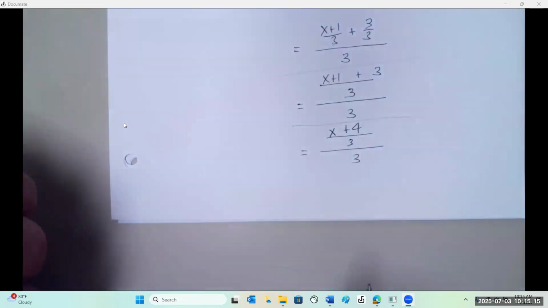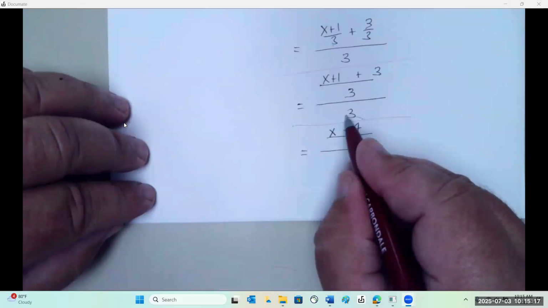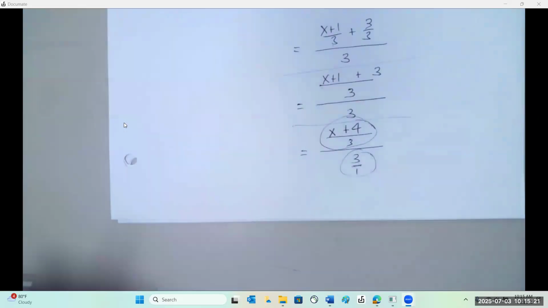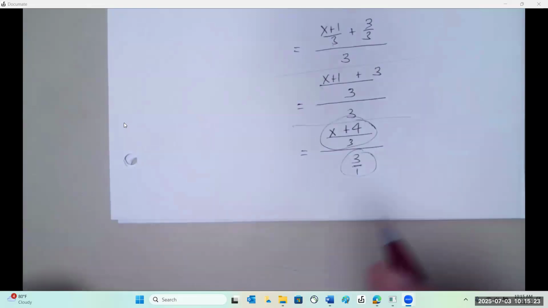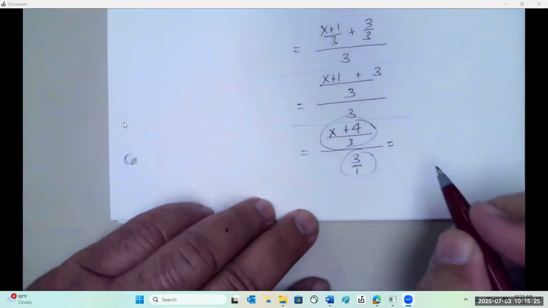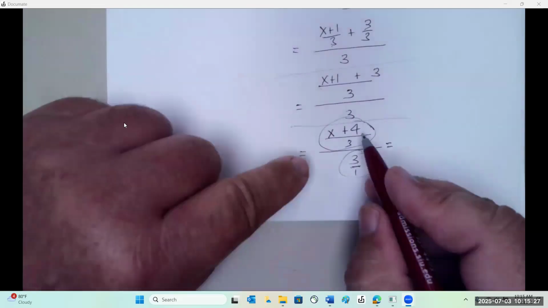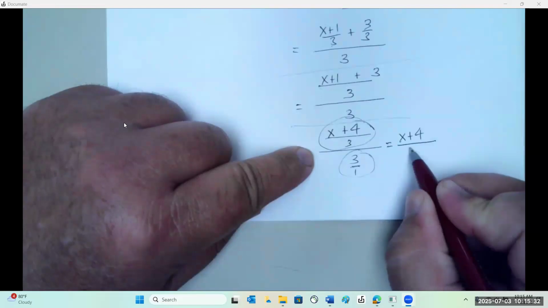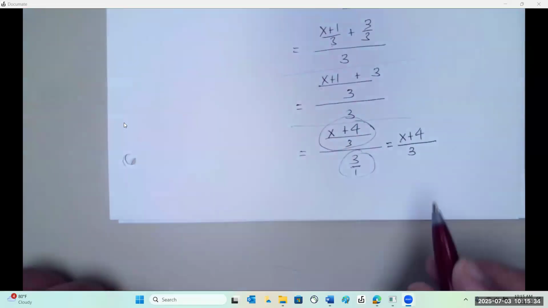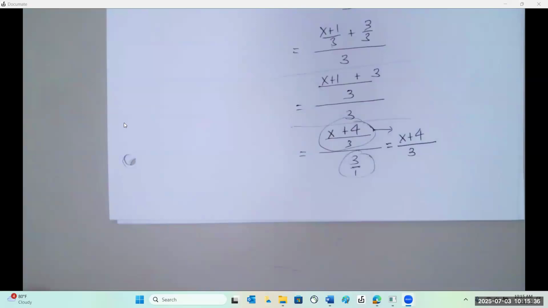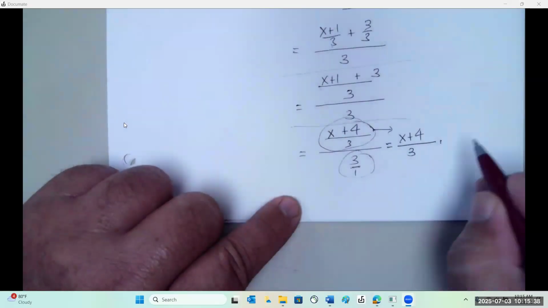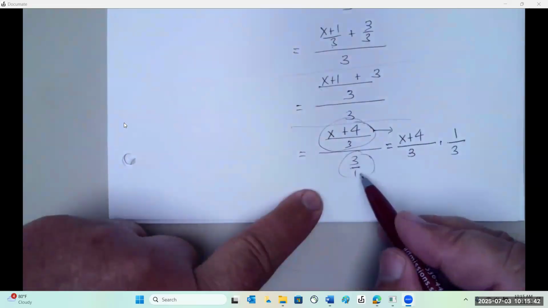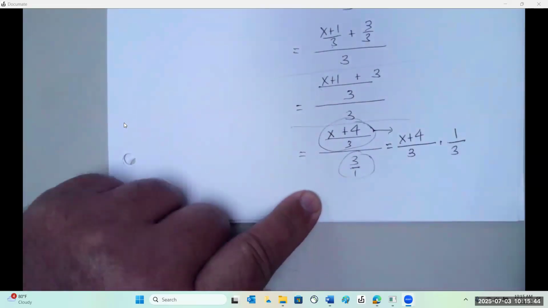Now, we have a fraction over a fraction. Remember, the bottom is also 3 over 1. To simplify that one, take the top fraction, leave it alone. Multiply by the flip of the bottom. So it's 3 over 1. I flip it and multiply to it.